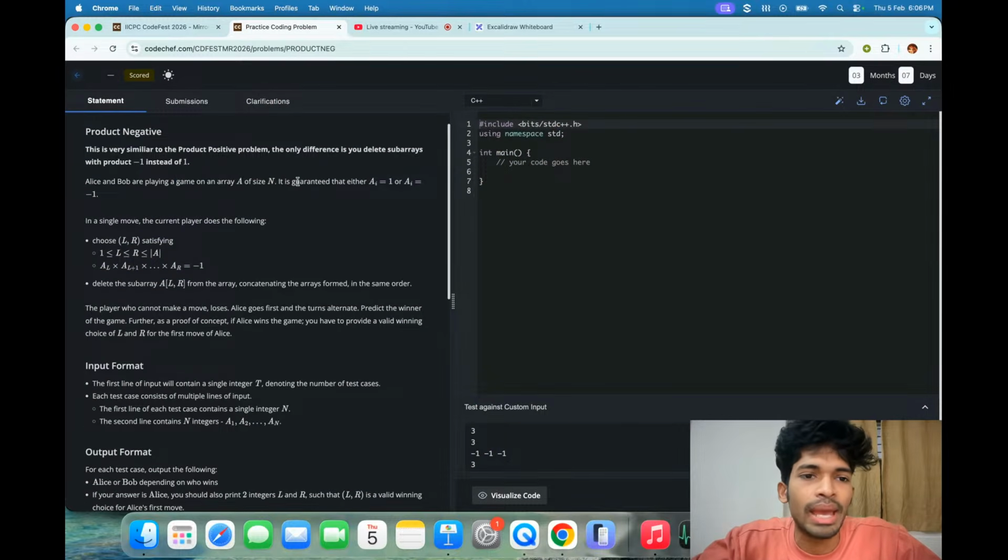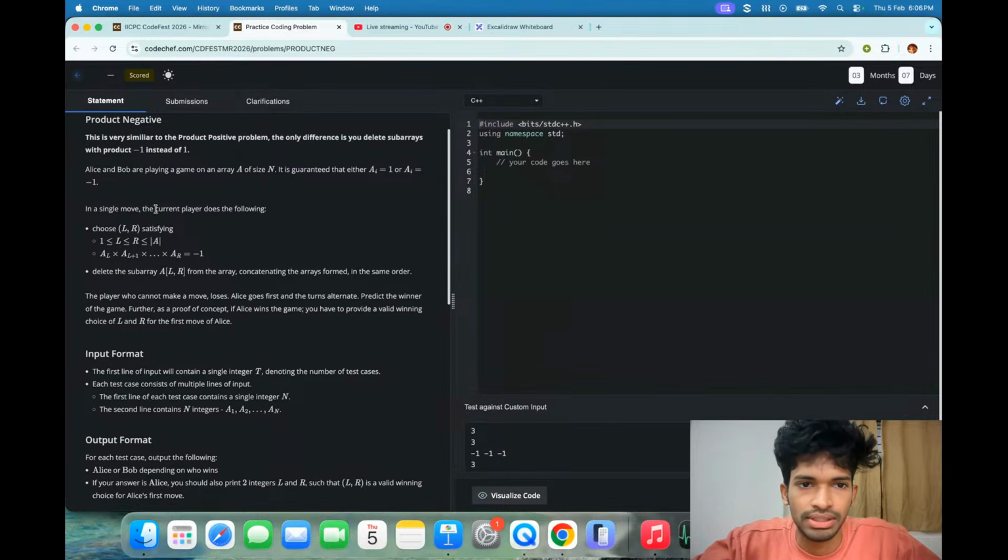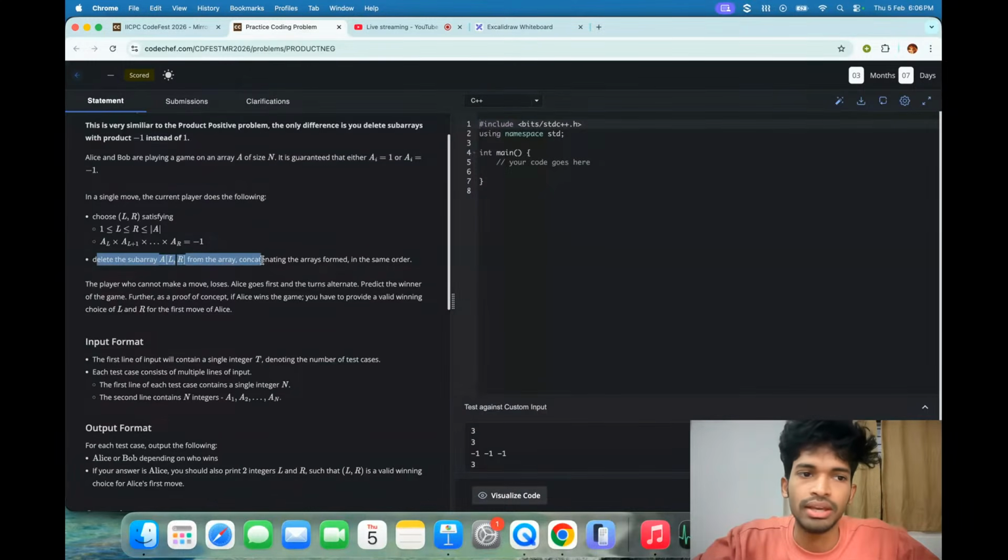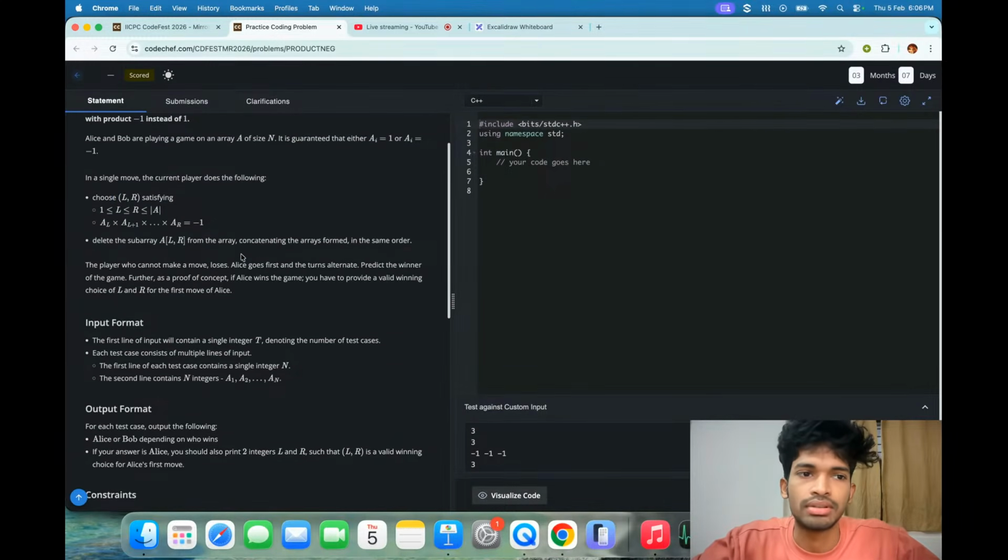Alice and Bob are playing a game on an array of size n, and it is guaranteed that either a_i equals 1 or a_i equals minus 1. In a single move, the current player chooses L and R. If the product of that range is minus 1, meaning the number of minus 1s is odd, then you can remove the whole subarray from the array and concatenate the remaining things in the same order. The ones don't play a role here.